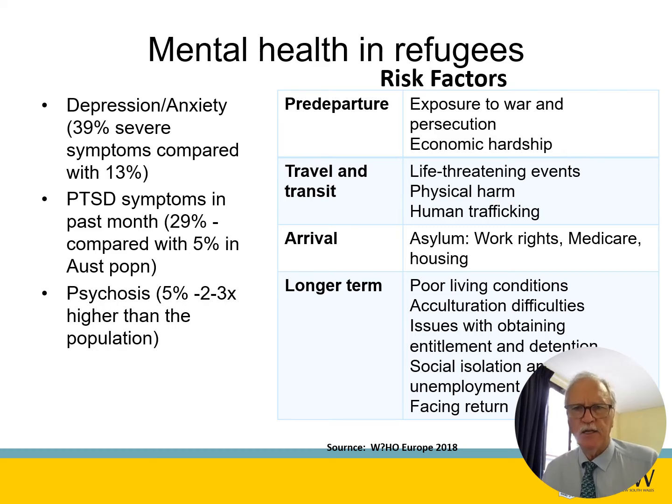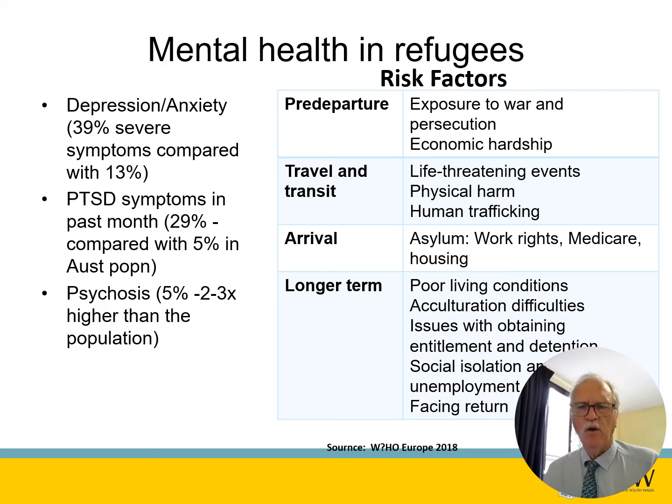Before departing their country, exposure to war or persecution, economic hardship. In their journey to Australia, they may have suffered life-threatening events, for example, in boats, or they may have suffered physical harm or been trafficked as humans.